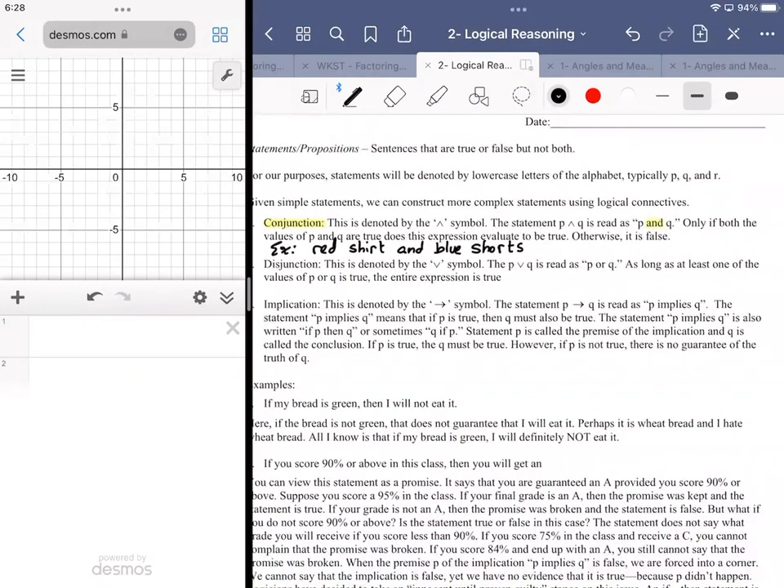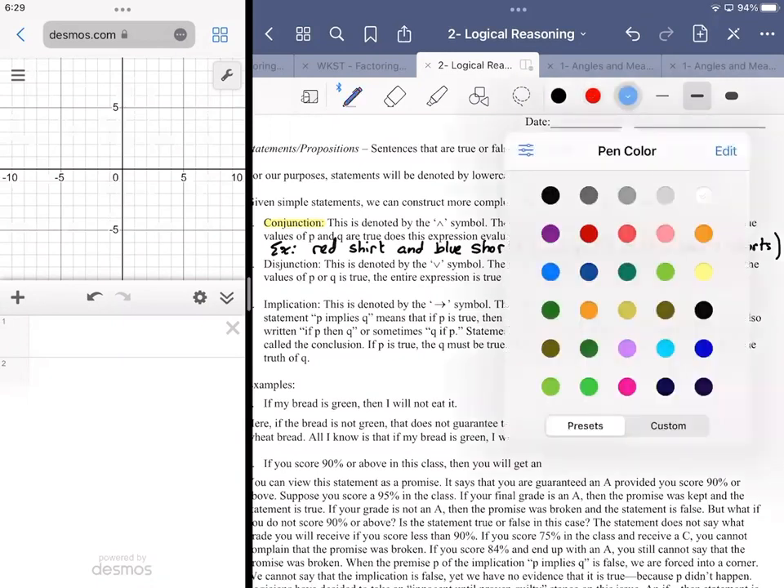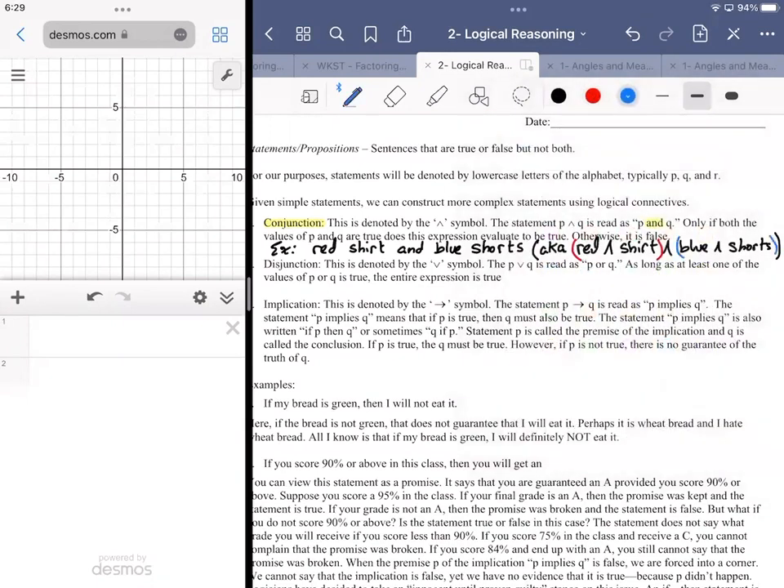But what I was getting at here is that when I say there's a red shirt and blue shorts, this could also be stated as: red and shirt, and blue and shorts. So you're wearing a shirt that is red and blue shorts, so shorts that are also blue.